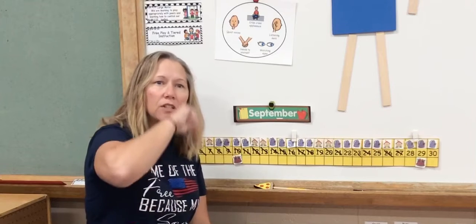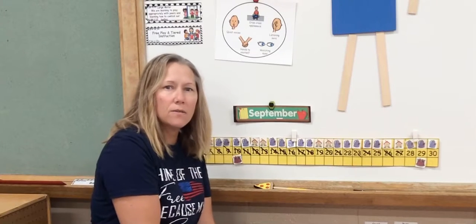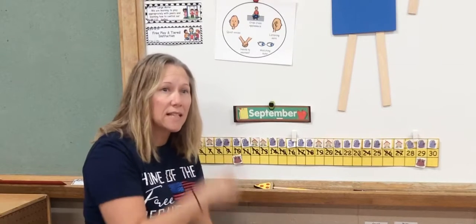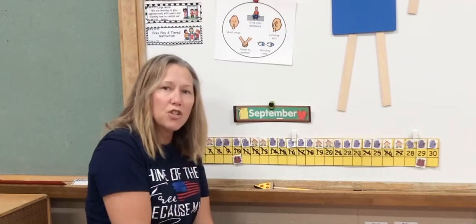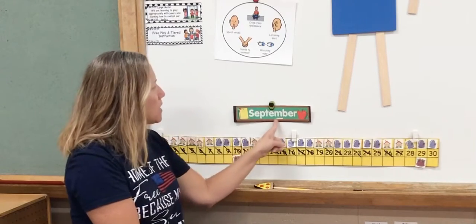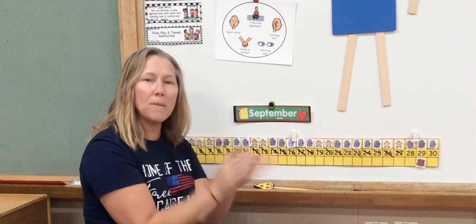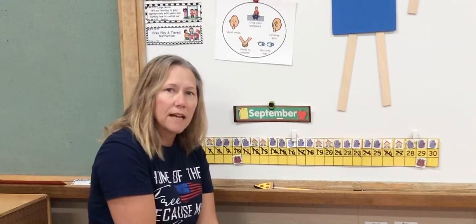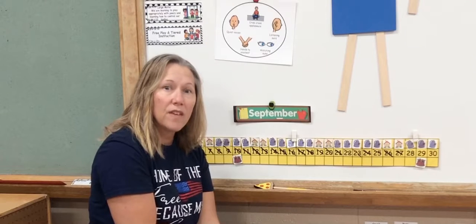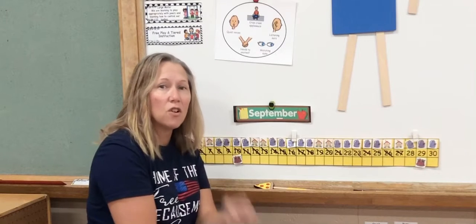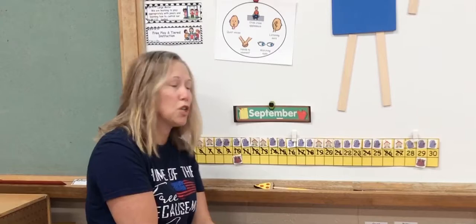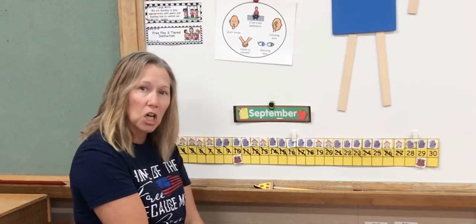The S says S. Hi ho, what did you know? The S says S. Good job, friends. This word is September. Let's say it and clap it. September. How many times did we clap? That's right, three. There are three syllables in the word September.